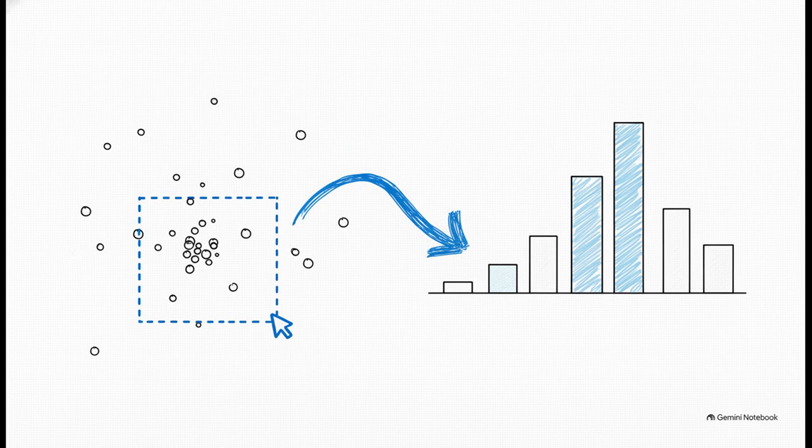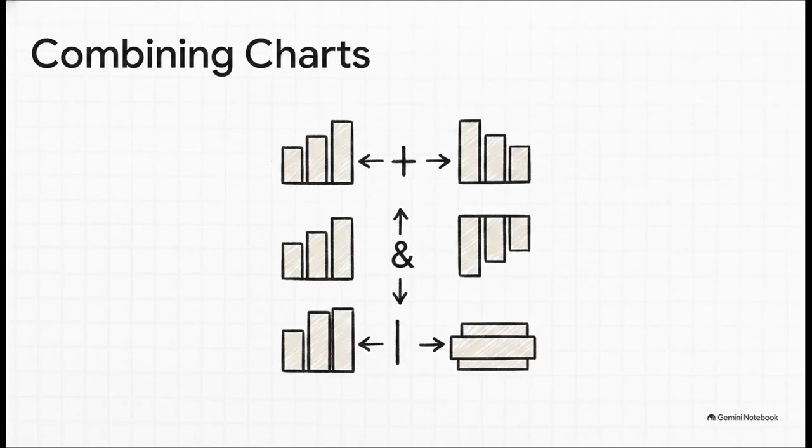You set it up so a viewer can click and drag to select a specific region of one chart, which then automatically filters or highlights the corresponding data in a separate linked chart. It's practically magic. And speaking of displaying charts right next to each other, Altair lets you intuitively combine multiple charts using basic mathematical operators. I absolutely love this feature.